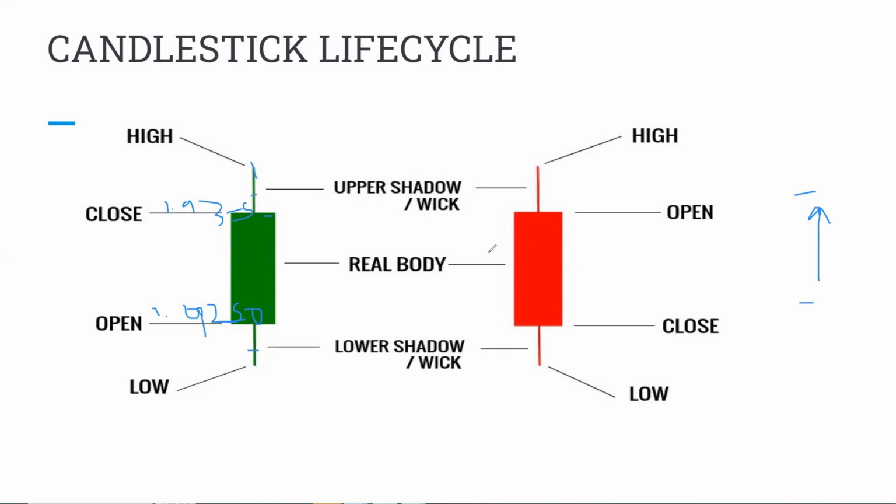Then we have a bearish candle. That's red, and it pushes the market downwards. Same concept, but this one will open higher and close lower. It opens at a higher price and closes at a lower price than its open. This is its wick, this is its low. At some point it was this high and turned into a bullish candle, but it was pushed and closed here.